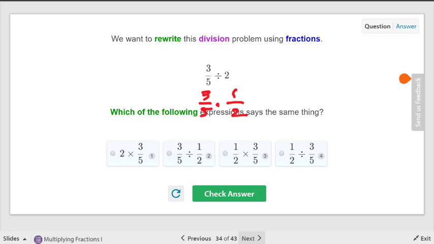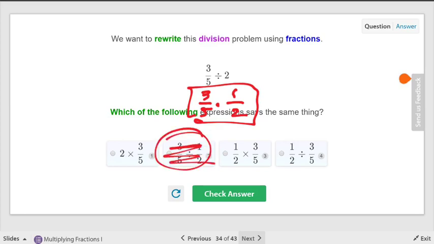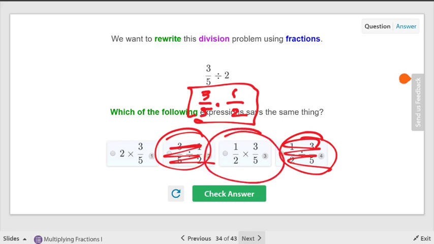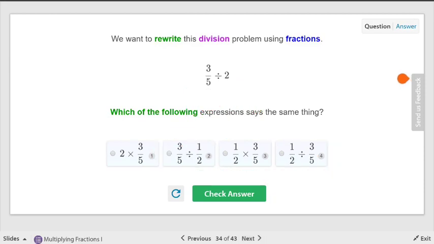Okay? So which one? 1, 2, 3, or 4? You got it written right there. Which one looks like the one I wrote? Is that one? No, because that's division. Is that one? Nope, that's division. That one. Because they wrote it in a different order, but does the order when you multiply matter? No. There you go. Okay.